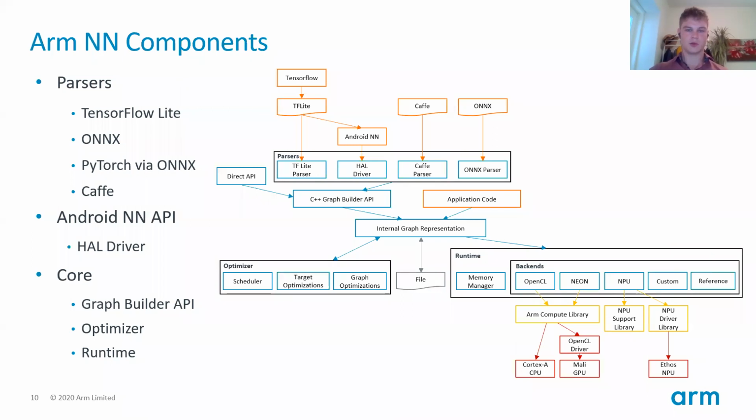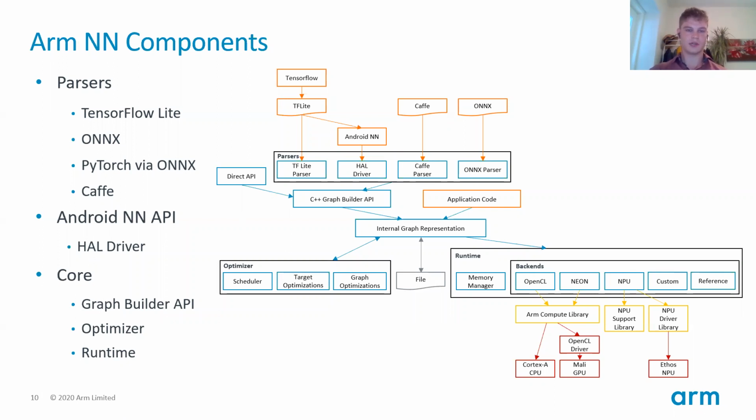This slide is a more blown up example of the previous slide. We can see highlighted in blue are all the components represented by ARM-N, and the main parts that you can see there are the parsers, which interact with third-party libraries such as TF Lite, Android-N, Caffe, ONNX. And we also have the Android-N HAL driver, which interacts with Android-N. And down near the bottom of the screen, we see the optimizer and the runtime. So these are the main parts of ARM-N.